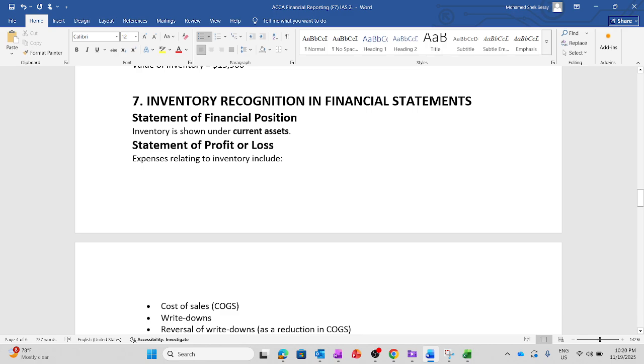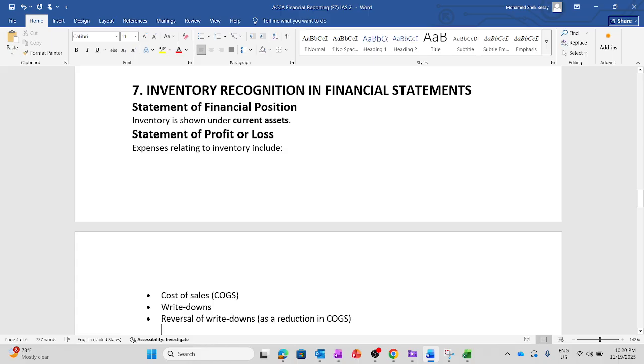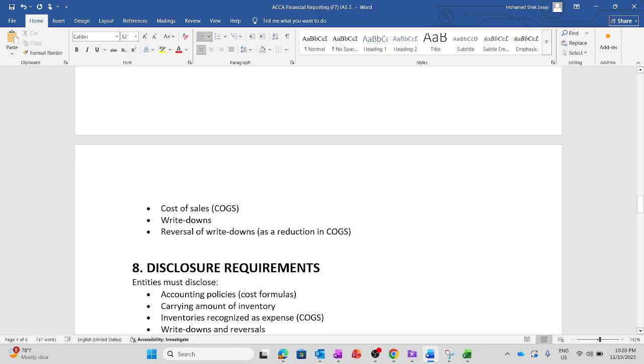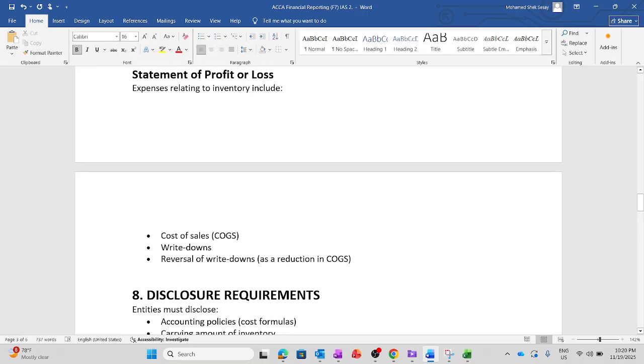So now we are going to look at inventory recognition in the financial statement. An inventory is shown under the current assets, as we all know from the senior school level, and also expenses relating to inventory include cost of sales, the write down, the reversal of impairment as a reduction in the cost of sales. So this is where we are going to treat the write down, the reversal, as well as all other costs relating to inventory. Basic, it's simple.